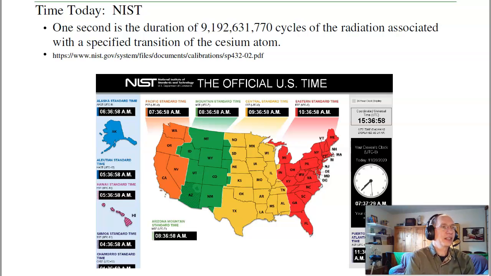Today, we have the National Institute of Standards, where 1 second is defined as the duration of 9.1 billion cycles of radiation associated with the transition of a cesium atom. And it has a time clock that's used throughout the United States. And with that, everybody in the US knows precisely what time it is. Accurate to 1 part in 9 billion. But anyway, that's kind of a sidelight.